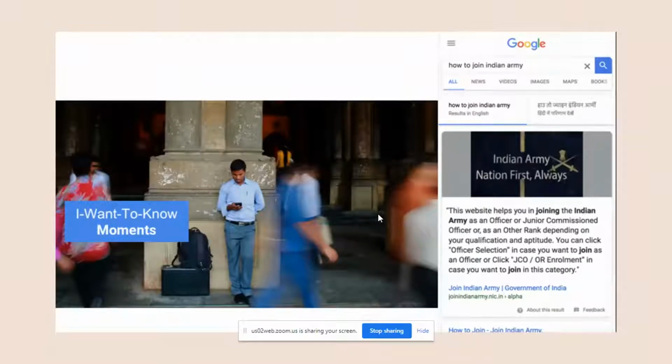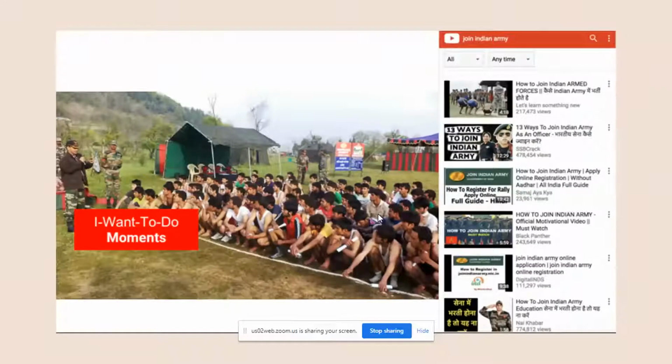For example, people who would like to join the army. So these are the "I want to know" moments, wherein they are searching about the Indian Army. There are "I want to do" moments, which means maybe they want to do a certain training, or attend a certain coaching before they appear for their SSB exam. So these are "I want to do" moments.